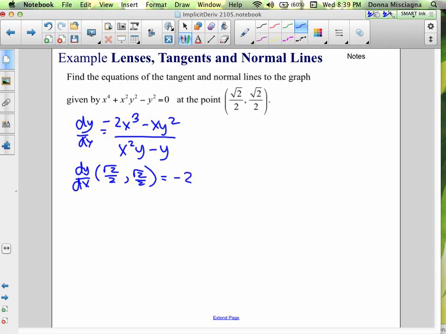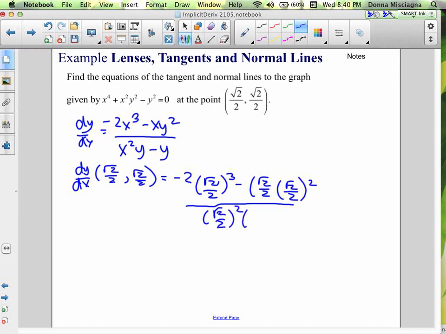So we have negative 2 times the square root of 2 over 2 cubed, minus the square root of 2 over 2 times the square root of 2 over 2 squared, divided by square root of 2 over 2 squared times the square root of 2 over 2, minus the square root of 2 over 2. All right, and then let's simplify that.